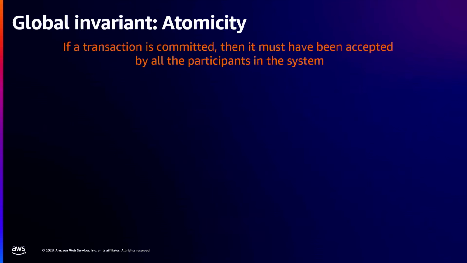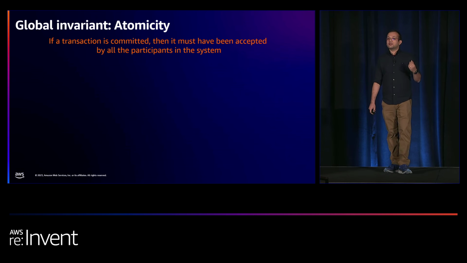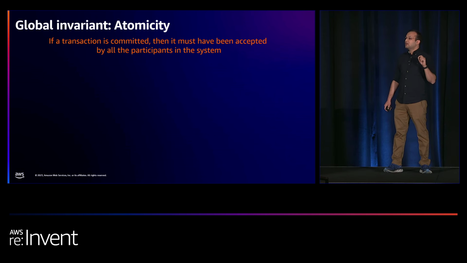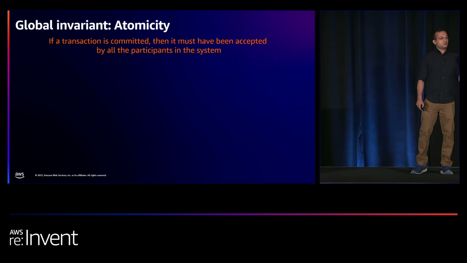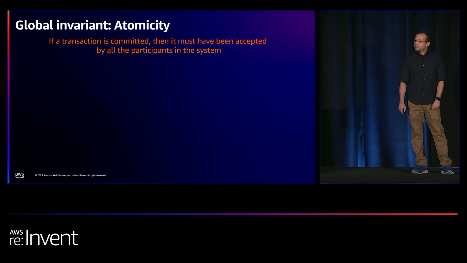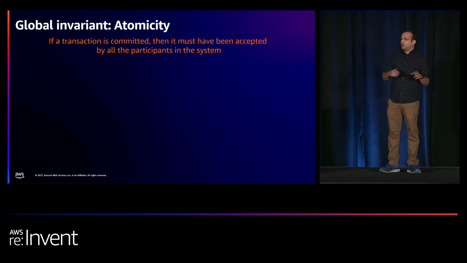What about specification? Specifications are things that your system must always satisfy. For example, global invariants. These are properties that your system must always satisfy. In the two-phase commit case, the invariant that we want our system to always satisfy is atomicity, right? So if a transaction is committed, then it must have been accepted by all the participants in the system, and only then it must be committed. That's the global invariant.